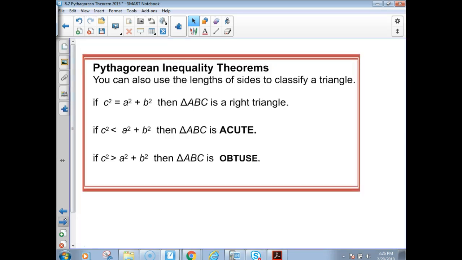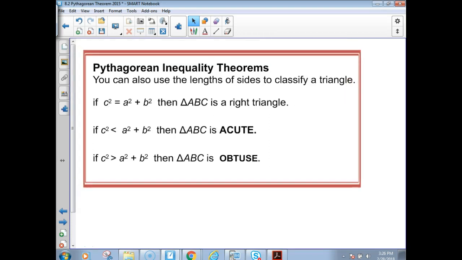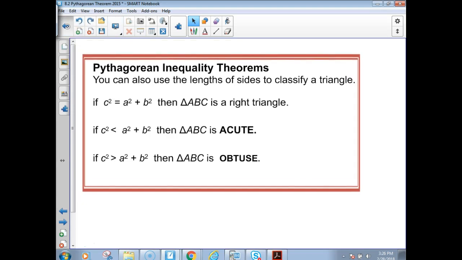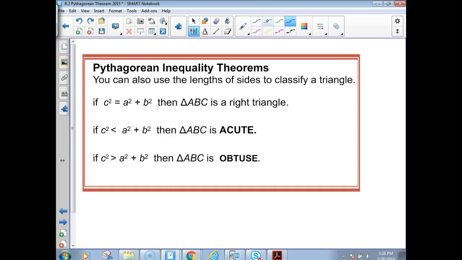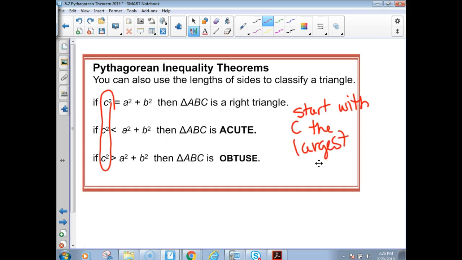All right, now let's see how we apply that. Remember that this box, I like how it's written, because it's got c squared, and c is the largest side. Start with c, the largest side.